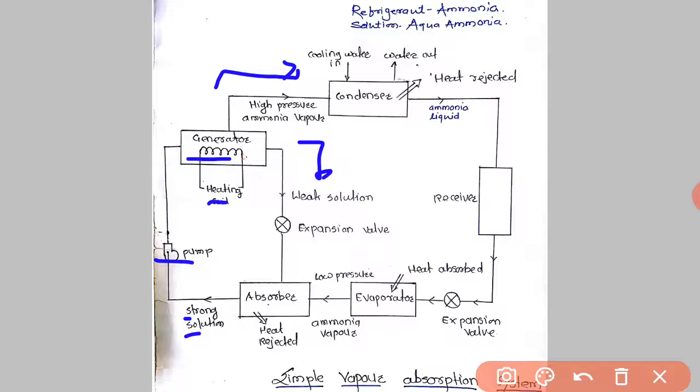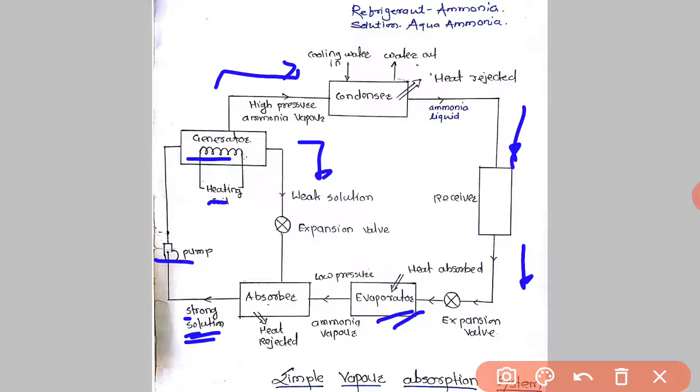So high pressure ammonia vapors get condensed in the condenser, and liquid ammonia gets formed. Then it passes to the receiver and the expansion valve. From the expansion valve, ammonia passes to the evaporator, where the actual refrigerating effect takes place, and then the ammonia vapors are passed to the absorber. In the absorber, the ammonia vapors are absorbed by the weak solution, and the solution becomes strong, and that strong solution is pumped by using a pump to the generator, and this process continues.